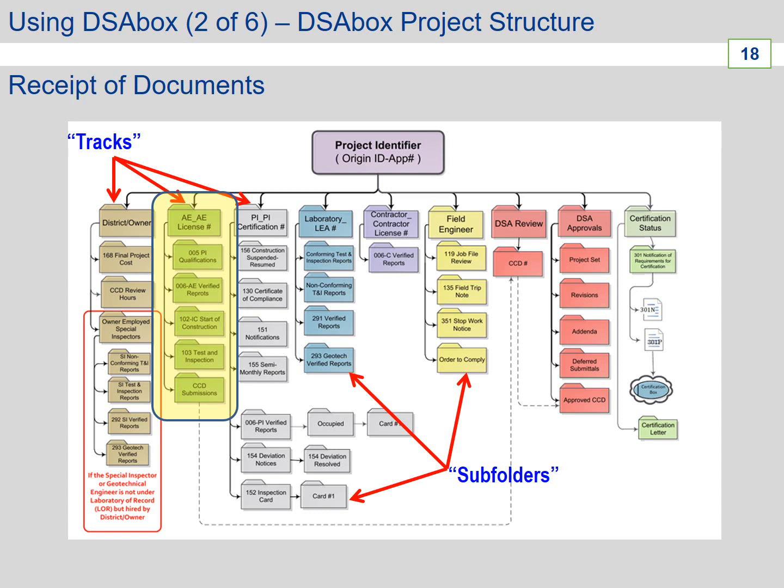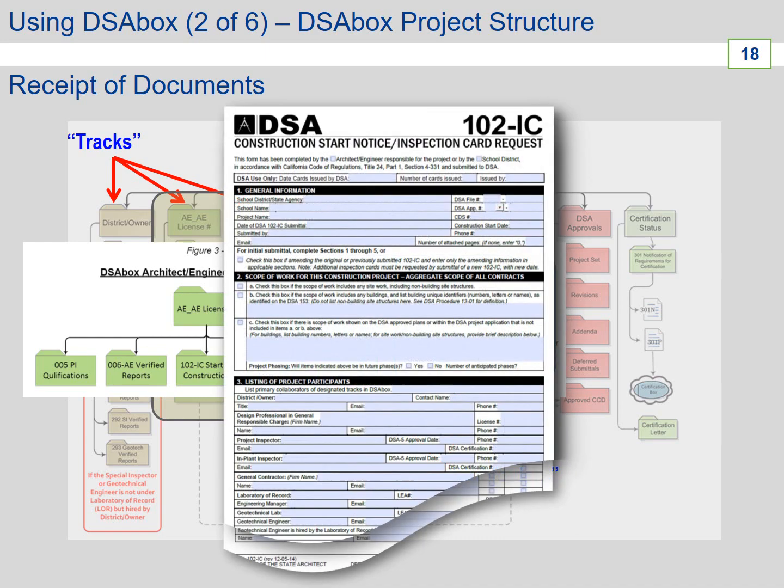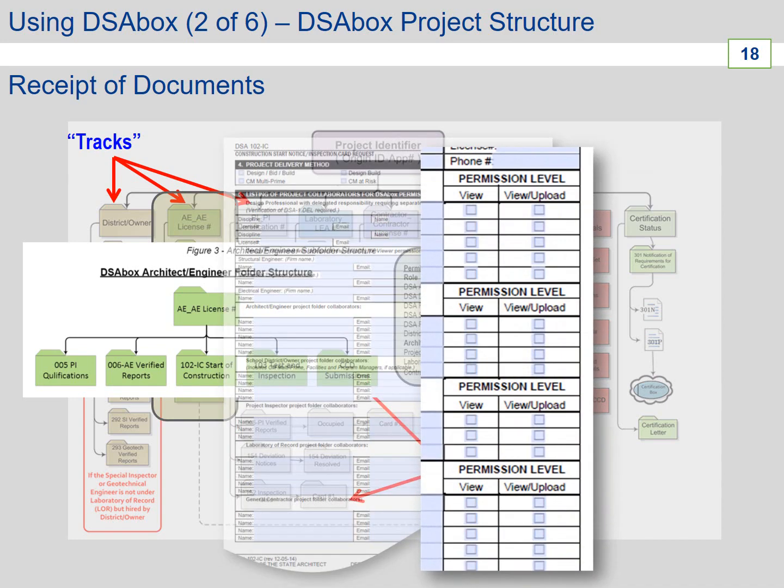All project collaborators are provided with viewer permissions for all project folders. However, only certain collaborators are provided with uploader permissions, allowing them to upload files to folders within their respective track specified by DSA. Design professionals can indicate in the DSA 102IC multiple individuals within particular tracks to receive uploader permissions. This level of security maintains the integrity and accuracy of the information uploaded into DSA Box.